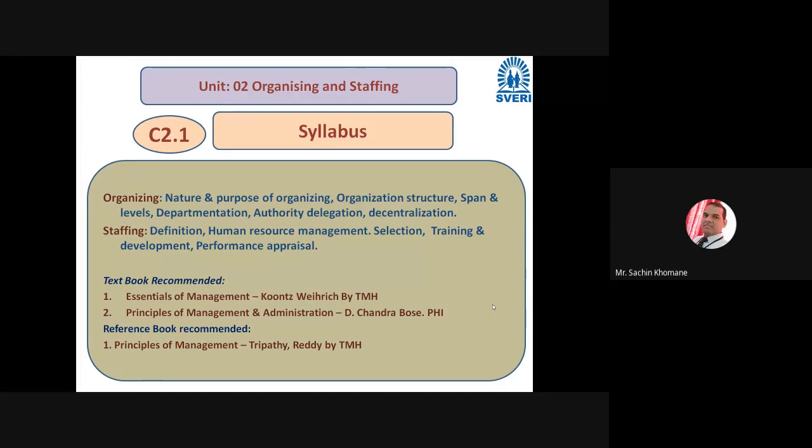Okay, so this is the first part of unit number 2, and it needs 2-3 hours to complete. Total 6 hours are necessary to complete this particular chapter, and staffing needs 3 hours.